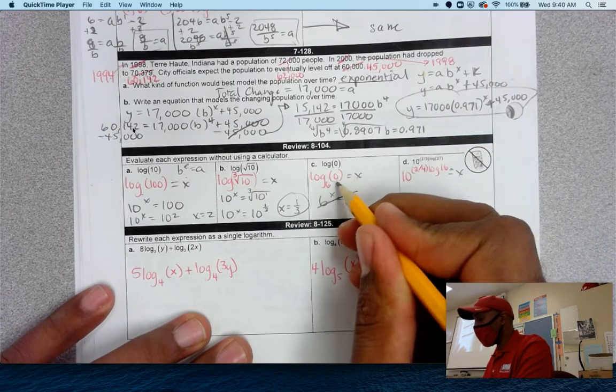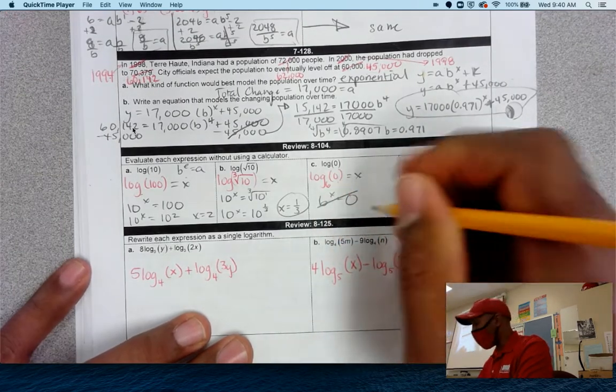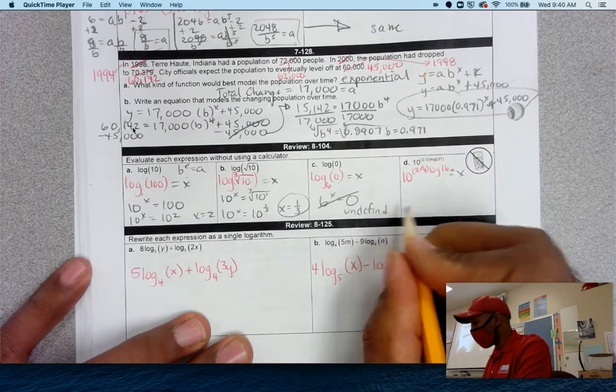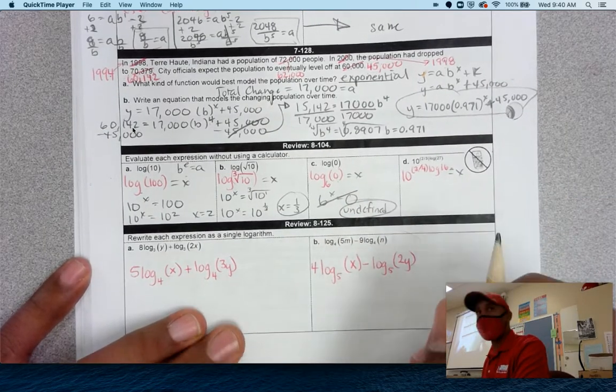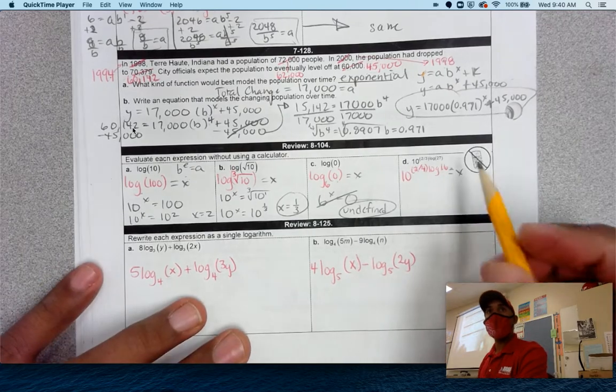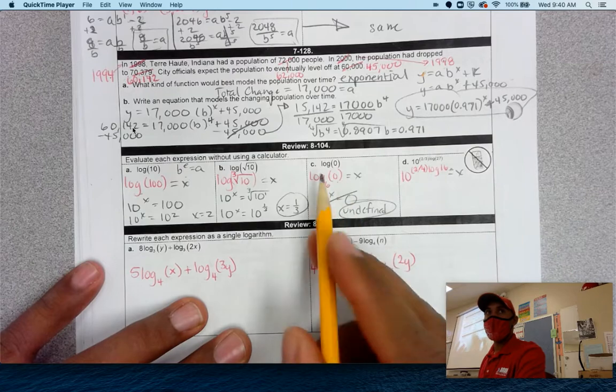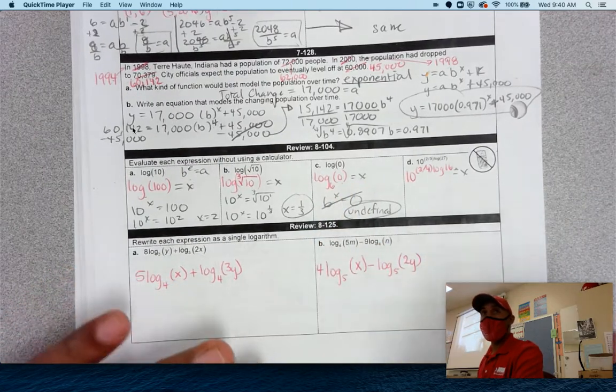Anytime you see 0 plugged into a log, it doesn't work. It's not a part of the domain. So we would call it undefined. Or you could say no solution, but really we're not solving for x, so undefined would work.